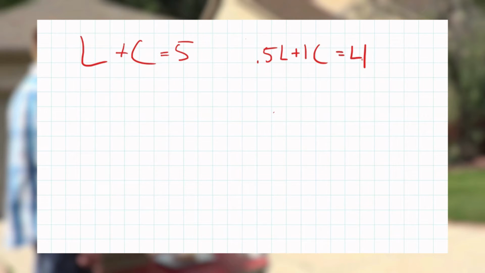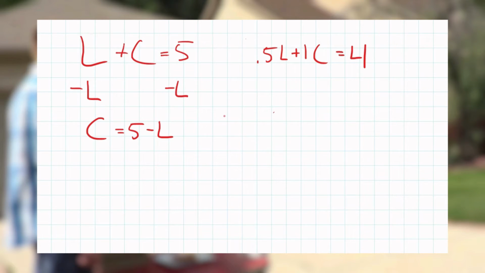From here, we can solve it as a regular system of equations. First, we'll solve our first equation for C. We can subtract L from both sides of our first equation to solve for C. By subtracting L, this gives us C equals 5 minus L. We can then plug this equation into our second equation and solve for L.